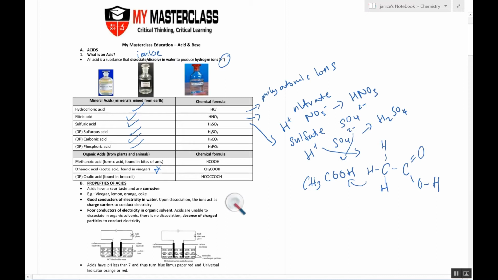So an acid, by definition, dissociates to give hydrogen ions. Which H will be dissociated or ionized in water? It's really this H that's connected to the oxygen. This one will ionize to give CH3COO- plus H+. This last H gives it the acidic property.